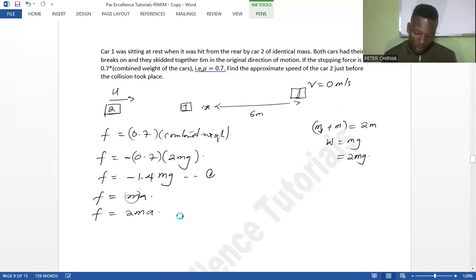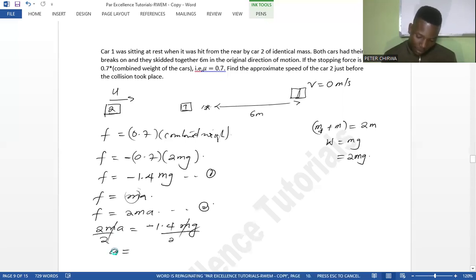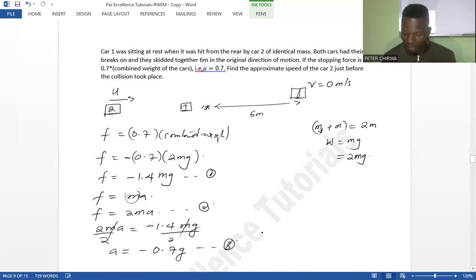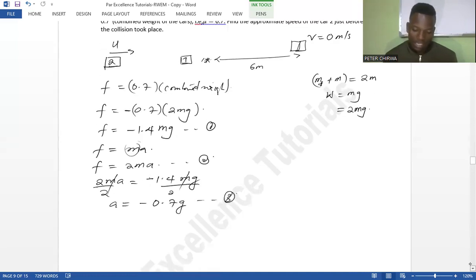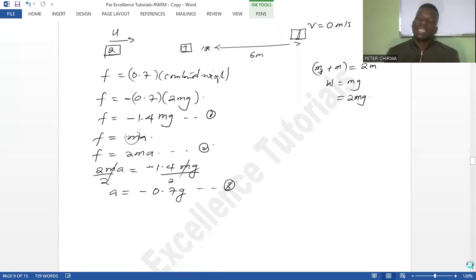So this equation and that equation are the same. What we have is 2m a equal to negative 1.4 mg. Dividing both sides by 2m, we have negative 0.7 g as our deceleration. So we were just using what we have been given to take the stopping force to be this.